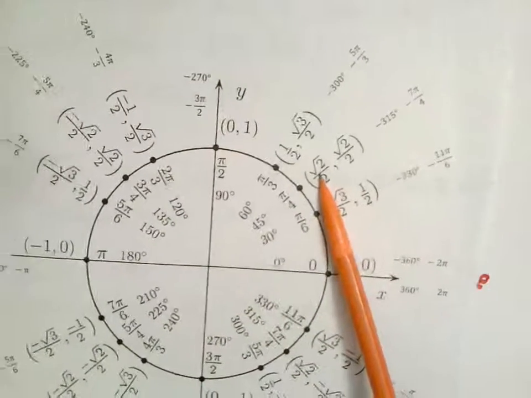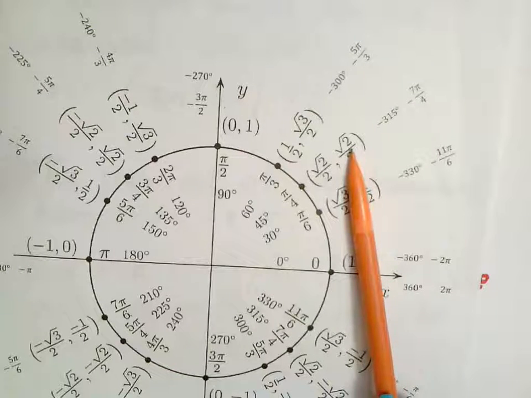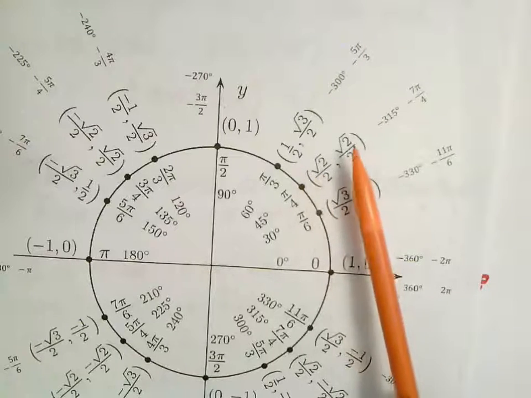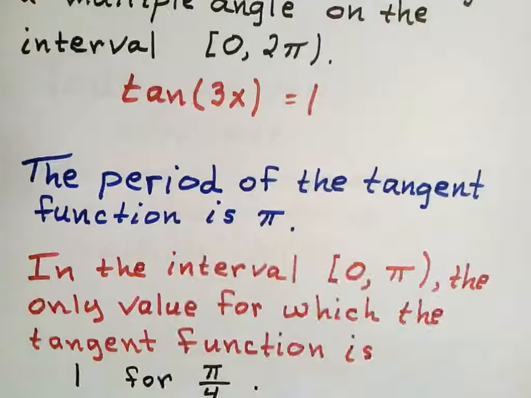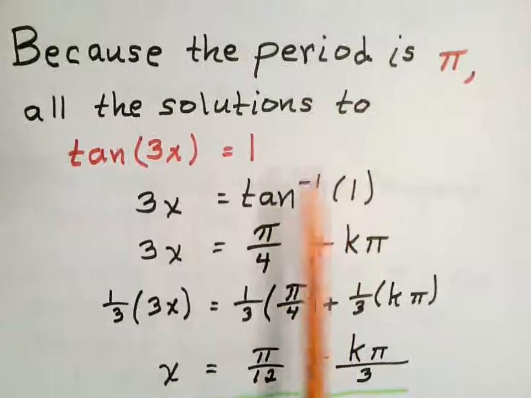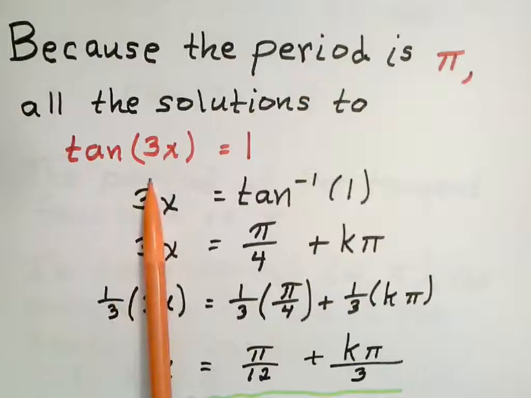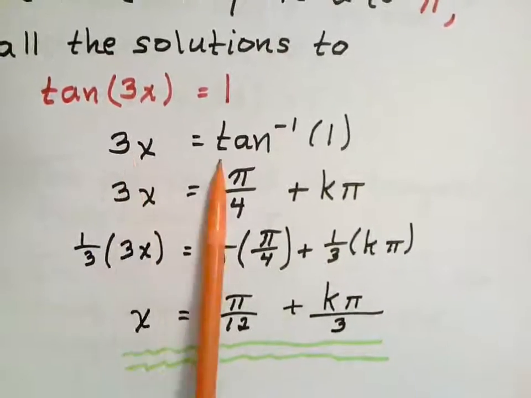Remember, the x-coordinate is the cosine and the y-coordinate is the sine. And you have to remember that tangent is the sine divided by the cosine. And so when you do the sine divided by the cosine, we get a 1. You see pi over 4. And because the period for the tangent function is pi radians, then all solutions to tan of 3x equals 1. It says 3x is equal to inverse tan of 1.